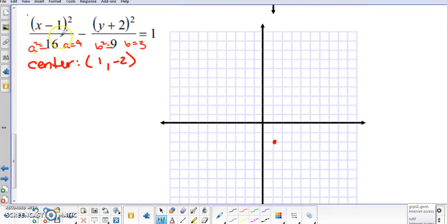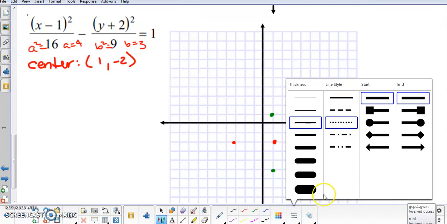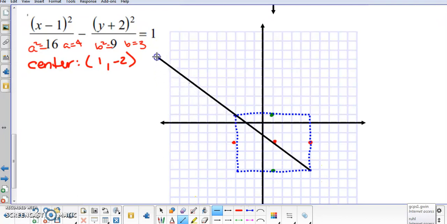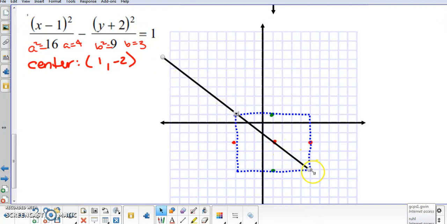So I'm going to go ahead and go right and left 4, because here my a is underneath the x, and x is right and left. So I'm going to go 1, 2, 3, 4, and 1, 2, 3, 4. My co-vertices are going to be up and down 3. And now I can create a little box and draw my straight lines.